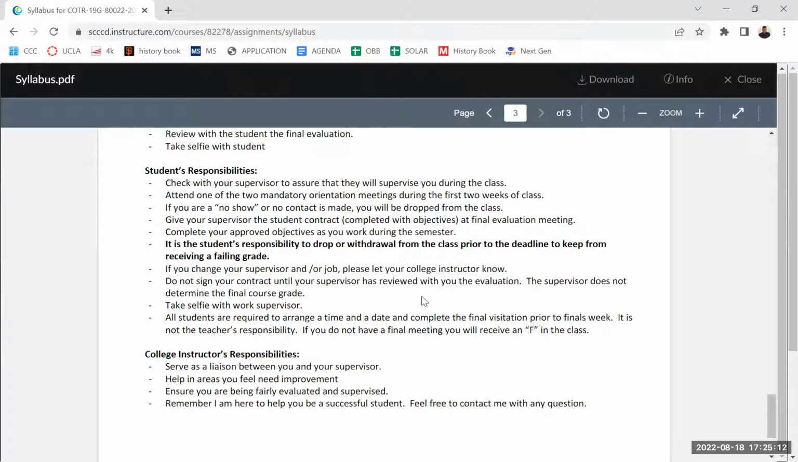It may take a couple days. They may be out of town. So you can start to get that stuff gathered even before you've met all of your hours. You're getting close, we're near the end of the semester. Now I can start to get this evaluation form. You can get your selfie dialed in. You can start to get some of that stuff taken care of.